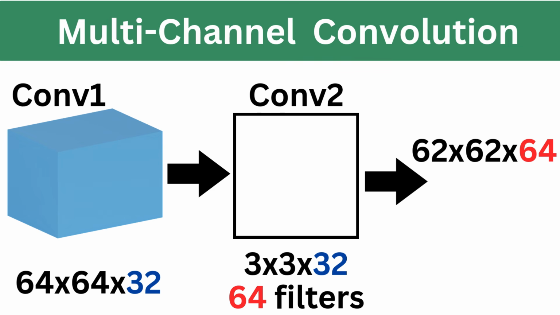Now you might be wondering, how would I know that if the input is 64 by 64 and the filter is 3 by 3, then the output would be 62 by 62? There should be some formula to calculate the size of the output feature map. That is what we are going to discuss in our coming video.